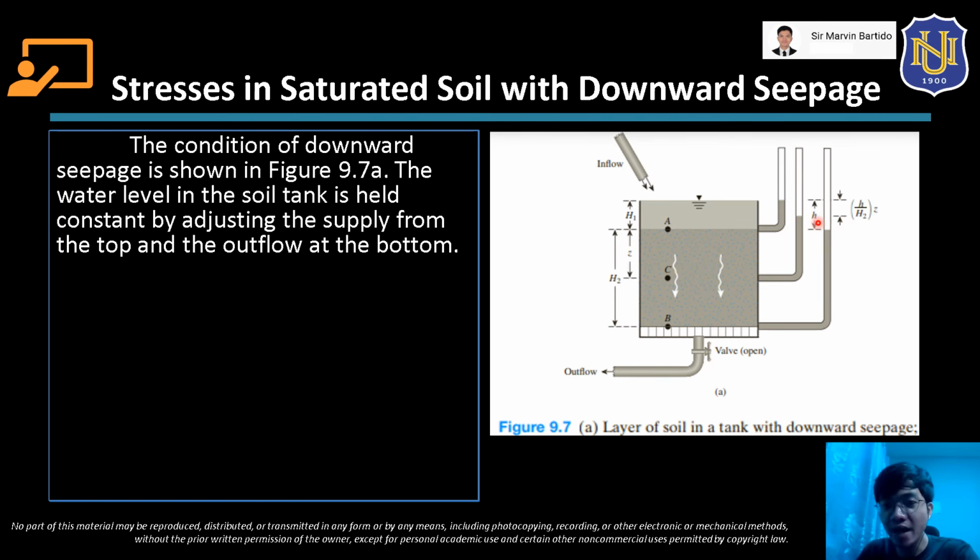Okay, ngayon, para dun sa head loss between point A at saka point C, that will just be the difference nung head dito sa point A at saka yung head dito sa point C. So, kung alam natin yung elevation ng point C which is Z below point A, pwede nating malaman yung head loss na yan between point A at C. So, that will just be H over H sub 2 times Z. So, proportion lang yung ginamit natin dyan, katulad dun sa downward or upward seepage natin kanina.